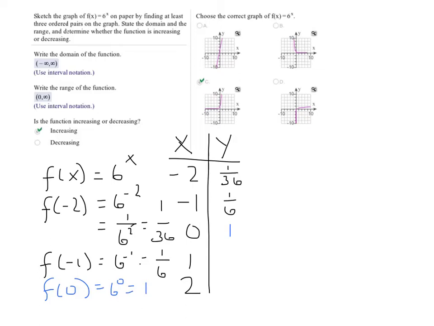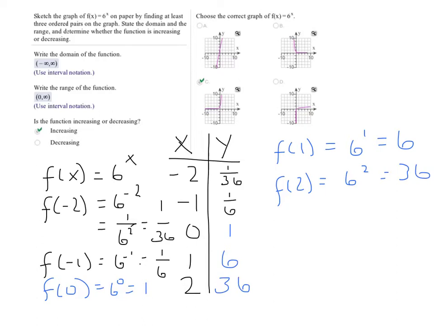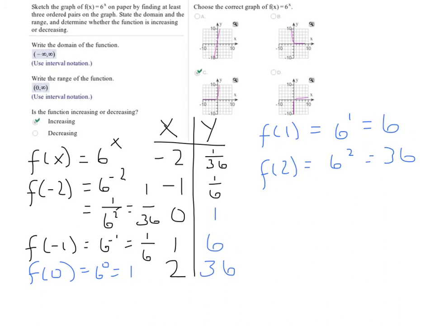And then over here we'll do f of 1. F of 1 would mean 6 to the first, which is 6. And then f of 2, which would be 6 squared, which is 36. So let's go ahead and fill this in. And then let's copy this table, and then we'll go ahead and look at this on a different slide here in just a second.